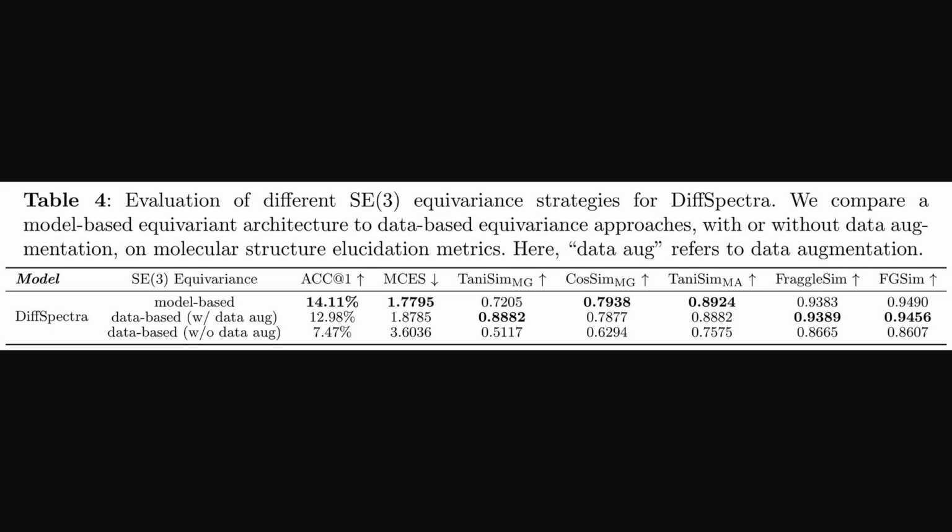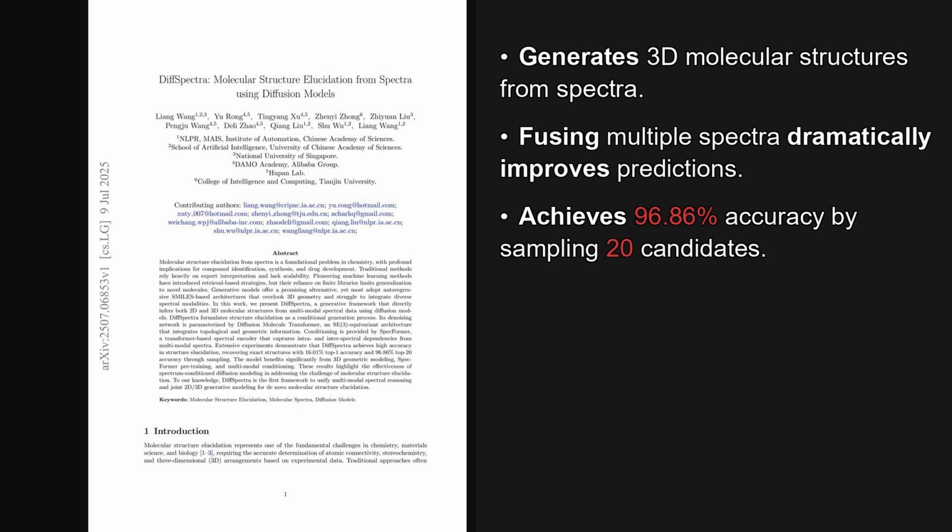Okay, so that sampling strategy is clearly effective. But another core design choice is how the model handles 3D geometry. This table explores that, comparing different strategies for what's called SE3 equivariance. As we mentioned, this is the property that ensures the model's predictions are consistent no matter how the molecule is rotated. The results show that a model-based approach, where this geometric understanding is built directly into the architecture, achieves the highest top one accuracy. This outperforms data-based methods, even when using data augmentation, which involves showing the model many rotated examples during training. So, getting that SE3 equivariant architecture right is a huge piece of the puzzle.